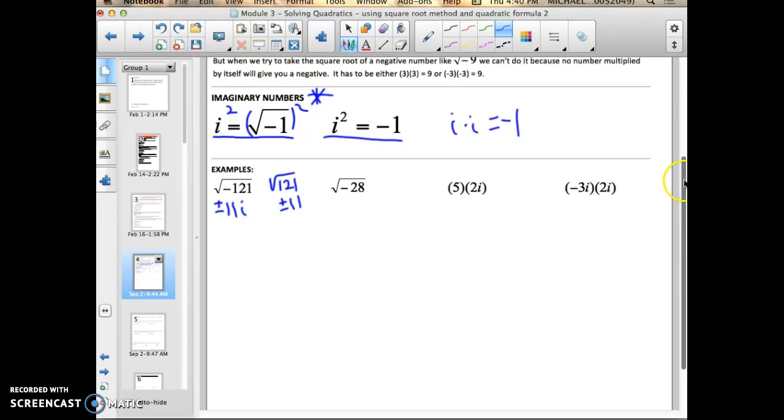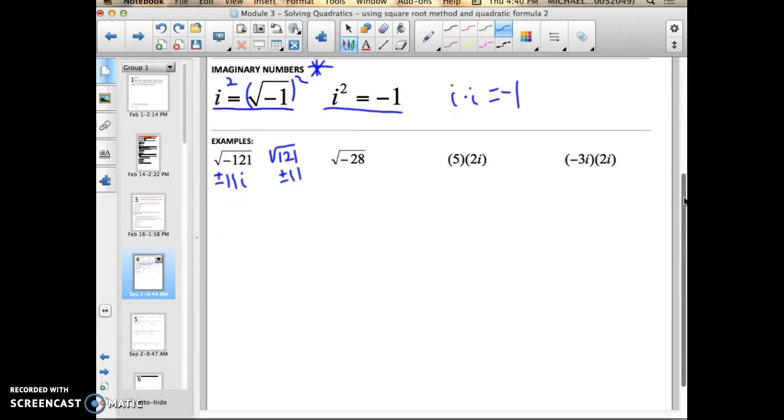Now I want to prove to you why this exists the way that it does. If I do the positive version of 11i squared, what this really means is that it's 11i times 11i.